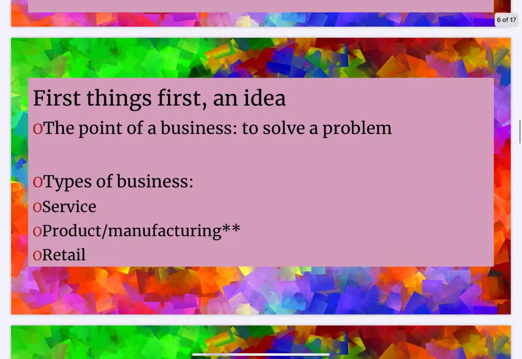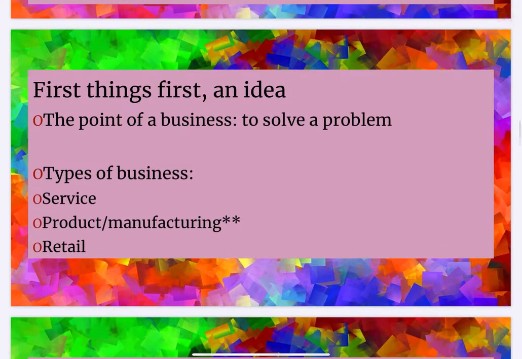Okay. So first things first, you have to have a business idea. Like we covered yesterday, a business is meant to solve a problem. Once we have come up with our business idea, which you all do, and I love all of these ideas, I think they're great, you have to decide what type of business you are. So you're either a service business, a product business, or a retail business.